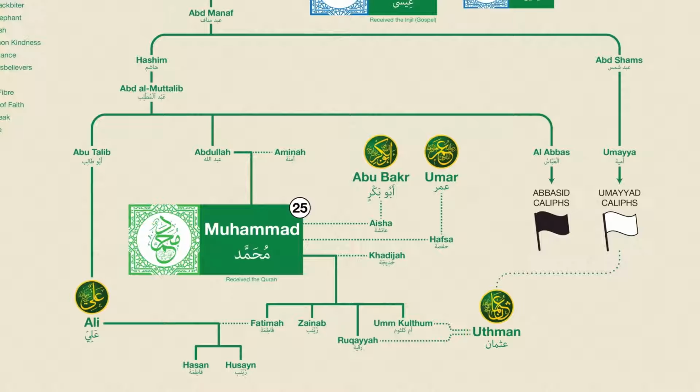Sunni Muslims consider these 4 men to have been the first 4 caliphs of Islam, and they refer to them as the Rashidun, meaning the rightly guided ones. After the death of Ali, the caliphate was first held by the Umayyad dynasty, the family of Uthman, and then by the Abbasid dynasty. You can see from the chart that these dynasties, note that the Umayyads used the white flag and the Abbasids used the black flag, were both closely related to the Prophet. However, neither were his descendants.